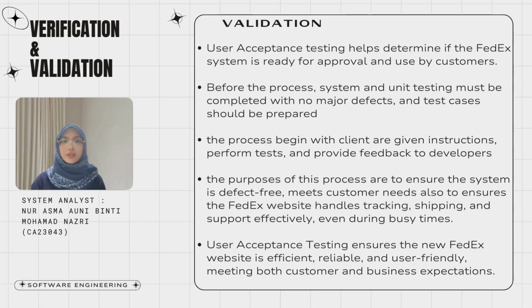For validation, we choose user acceptance testing because it helps determine if the FedEx system is ready for approval and use by customers. Before the process, system and unit testing must be completed with no major defects and test cases should be prepared. The process begins with clients being given instructions, performing tests and providing feedback to developers. The purpose of this process is to ensure the system is defect-free, meets customer needs, and also to ensure the FedEx website handles tracking, shipping and support effectively.